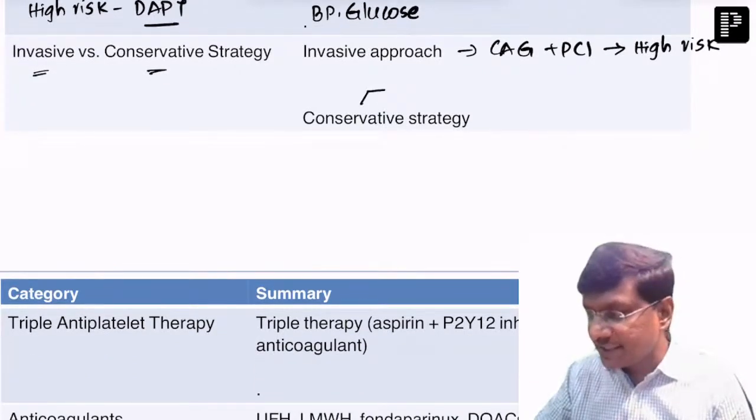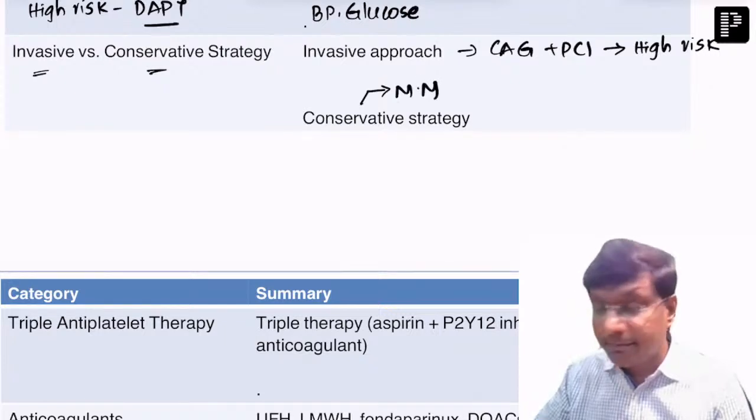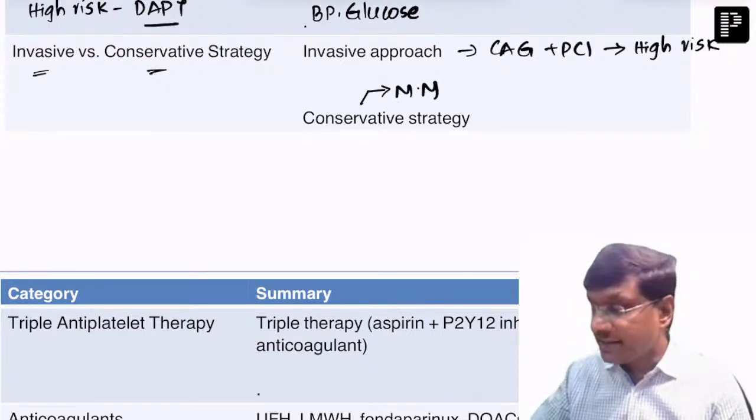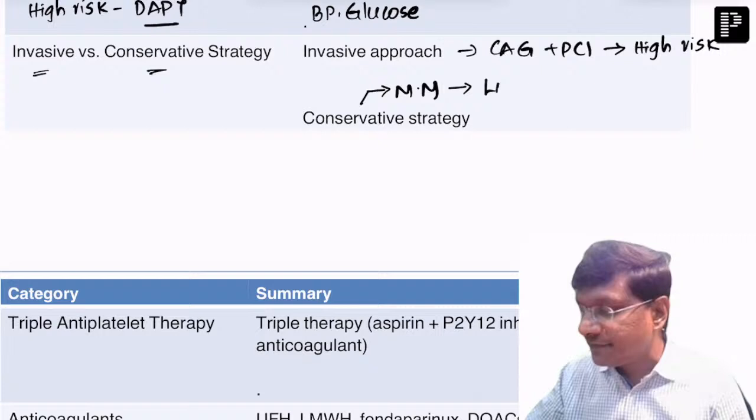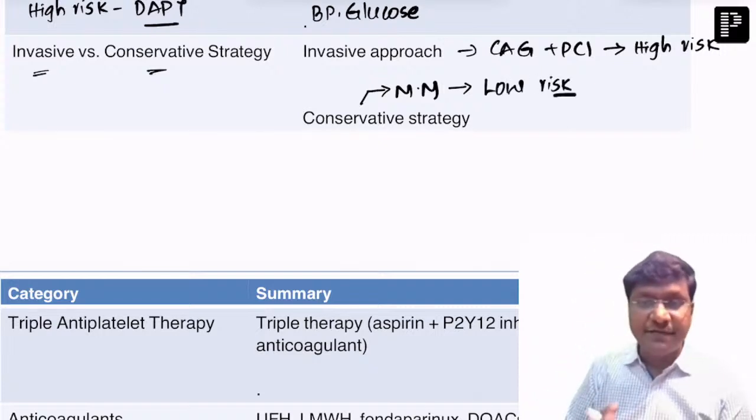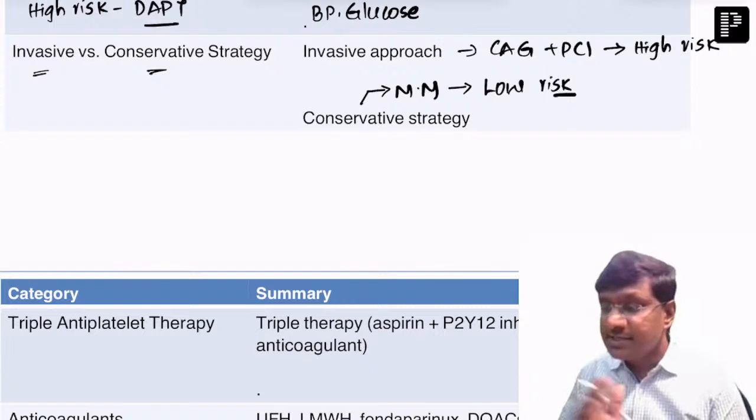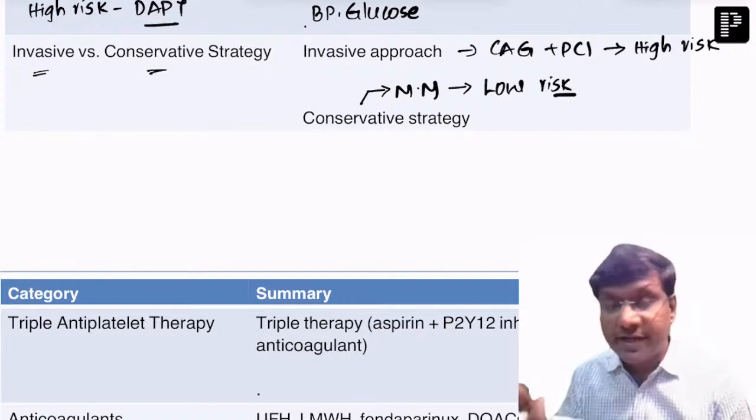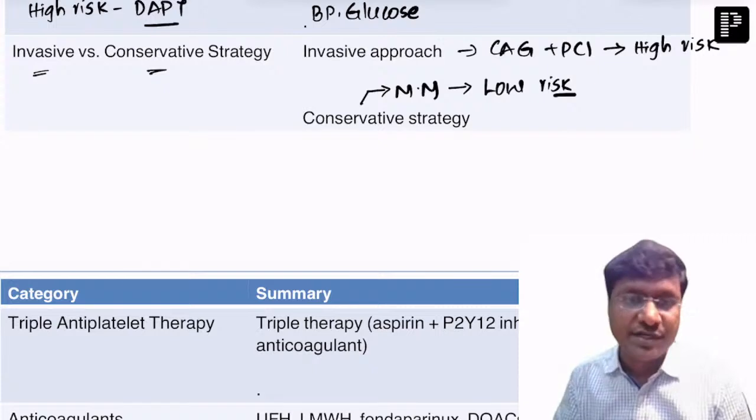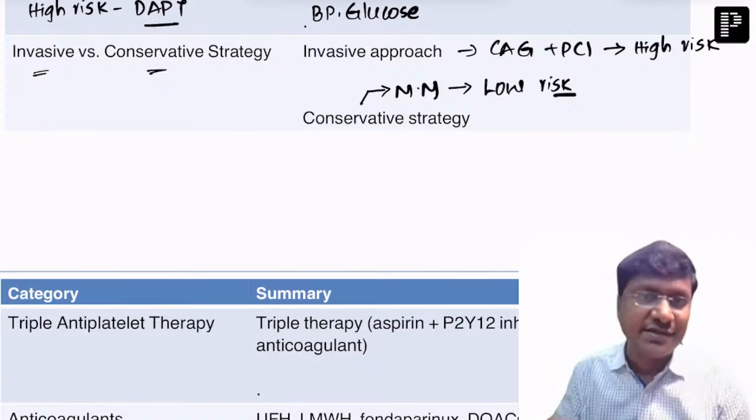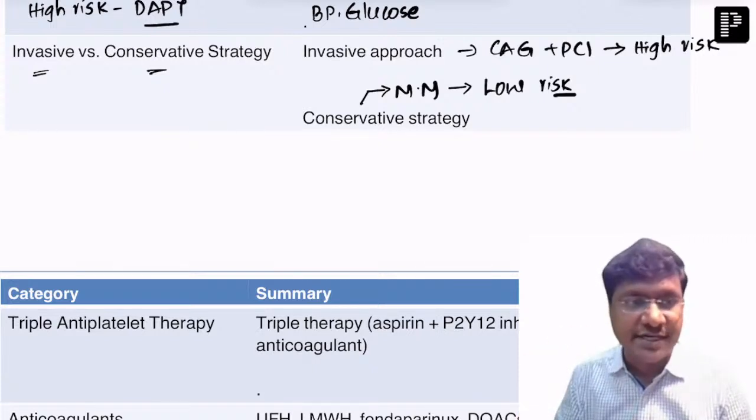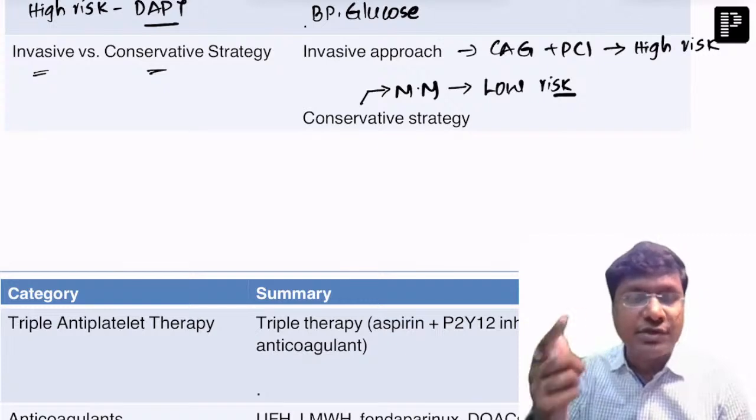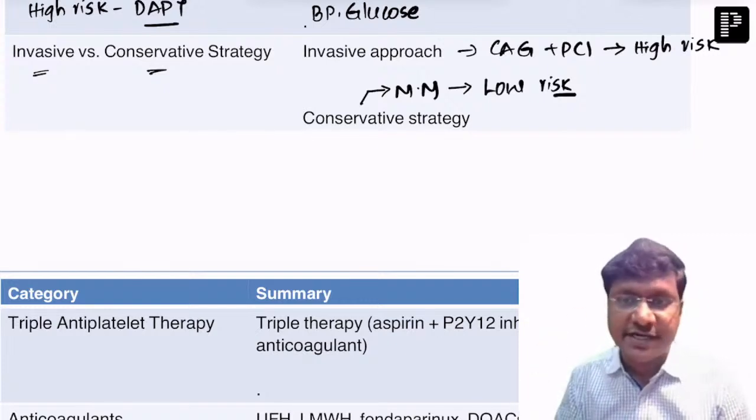Next is the conservative strategy. So conservative strategy here is medical management alone. And this conservative strategy is mainly for low-risk patients. Okay, that is about invasive strategy in high risk, whereas conservative strategy in low-risk patients. If the TIMI score is less than 3, then the conservative strategy is required. If the TIMI score is more than 3, then the invasive strategy is required.